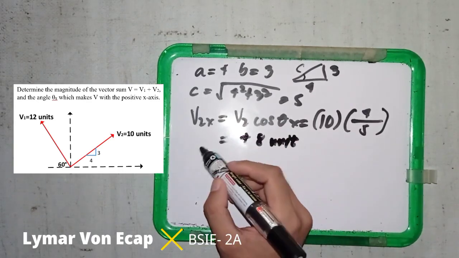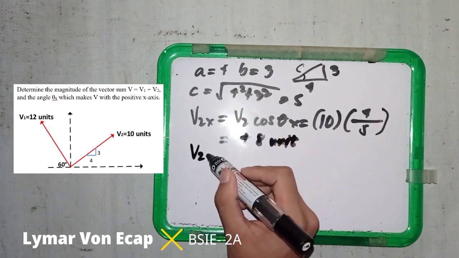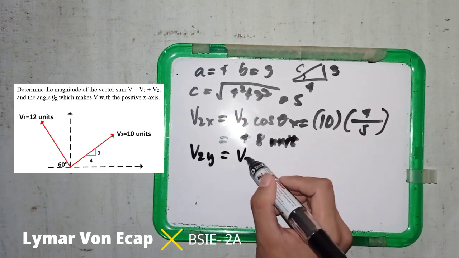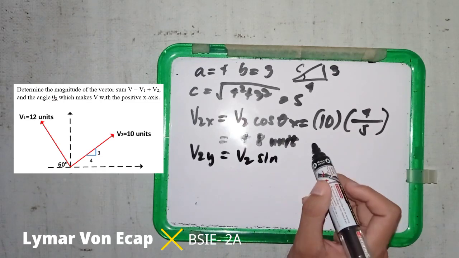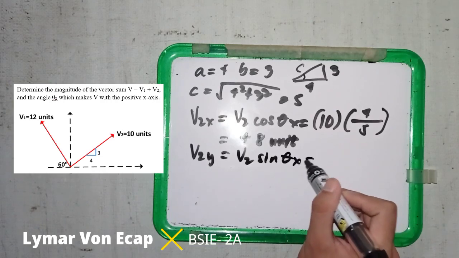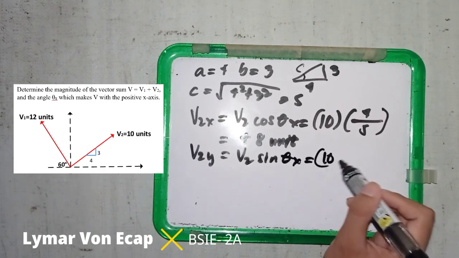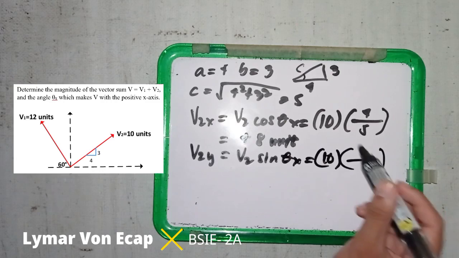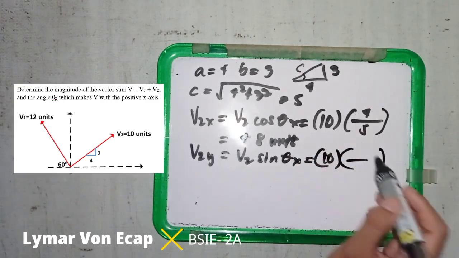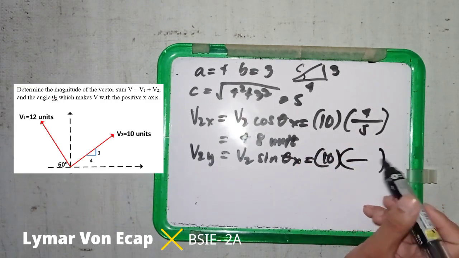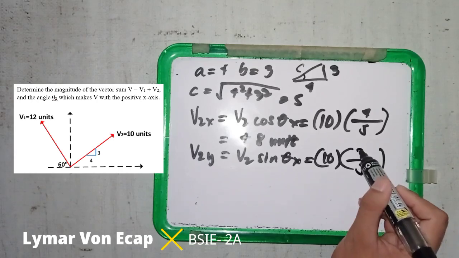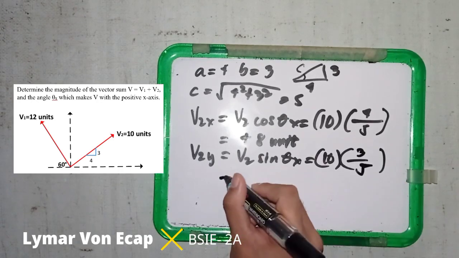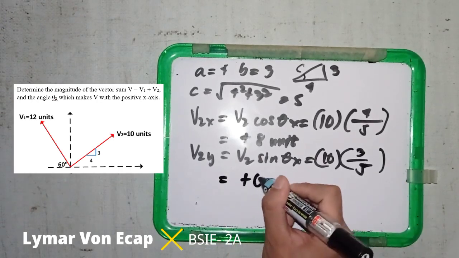Next, we need to get the vector 2 y component, its magnitude times the sine theta x. Same also, 10 units multiplied by its opposite, 3 units, over 5 for the hypotenuse, and what we have here is positive 6 units.